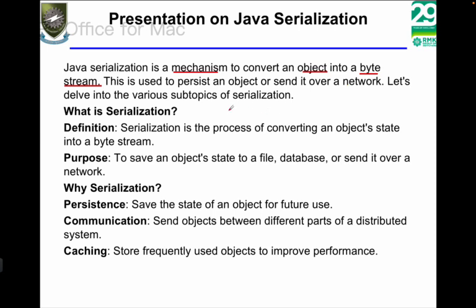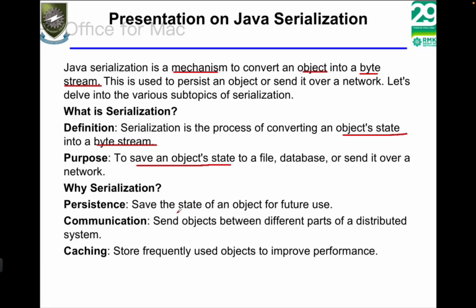So now we see what is meant by serialization. Serialization is a process of converting an object state into a byte stream. See why it is needed? It is needed to transfer files over the network. And of course, by doing this, we can save an object state to a file or a database or even send it over the network. We can maintain the object state by doing the serialization concept.